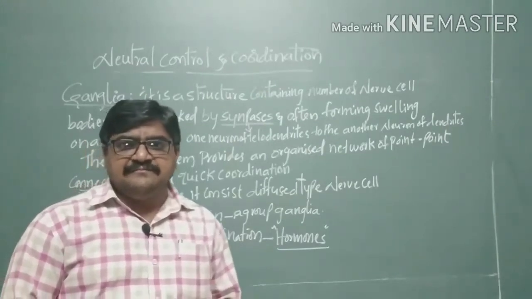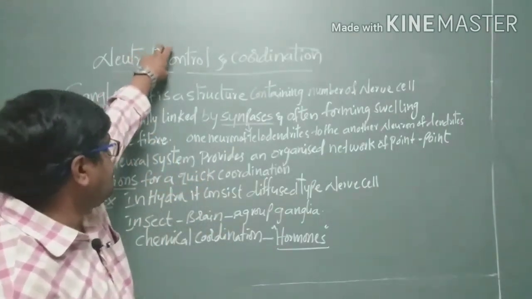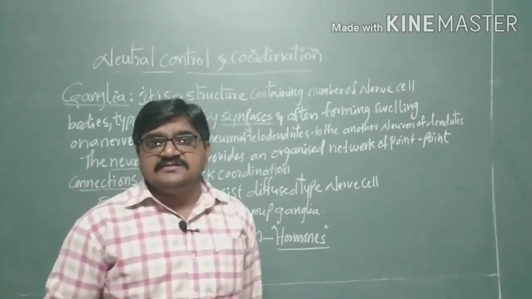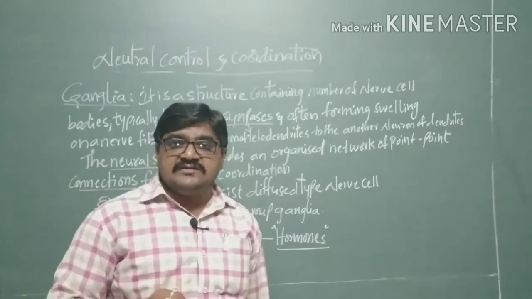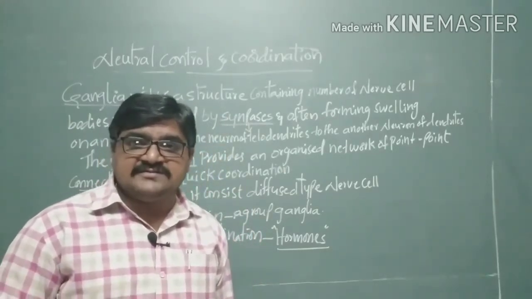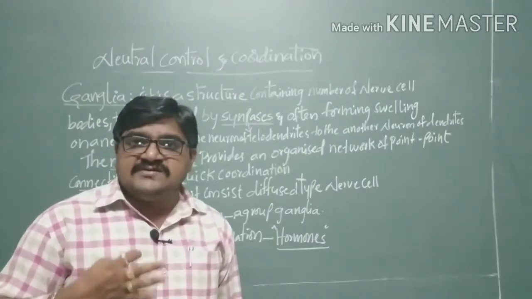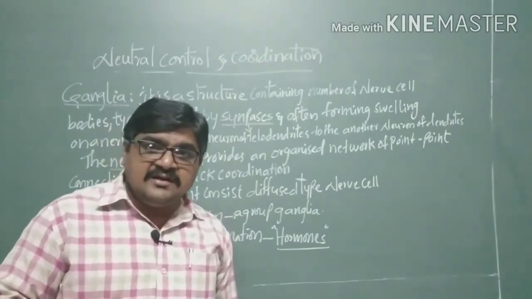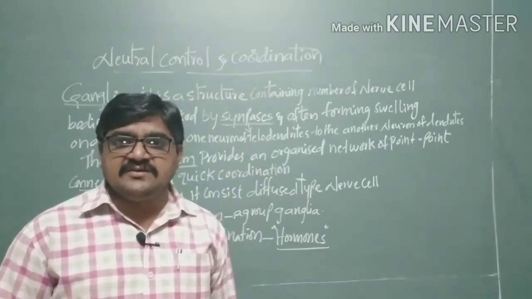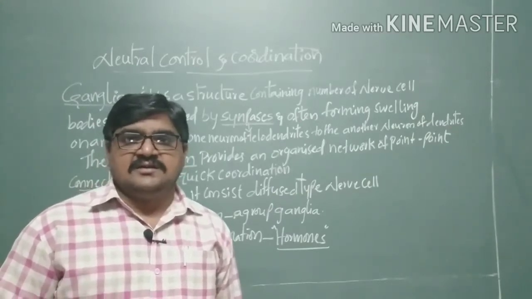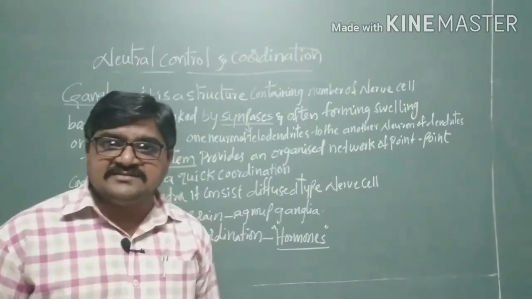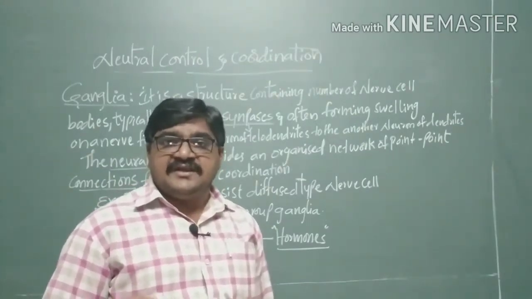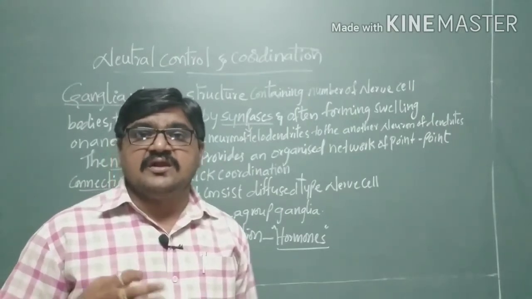But in the neural system, in neural control, we will study the structure of neurons. So what are neurons? Here we will study the types of neurons and the structure of a neuron. Later we will study the classification of the nervous system. Later, nervous coordination and excitation, that means how the nerve impulse takes place, will also be studied. Later we will study the structure of the brain as well as the spinal cord, and also their functions in controlling and coordination. That means neural control and coordination.